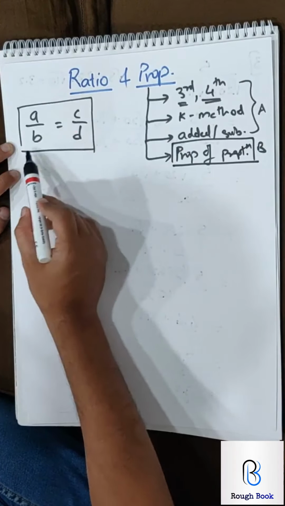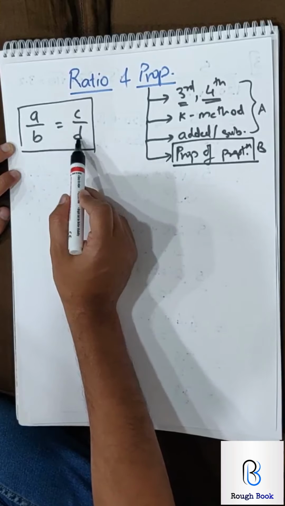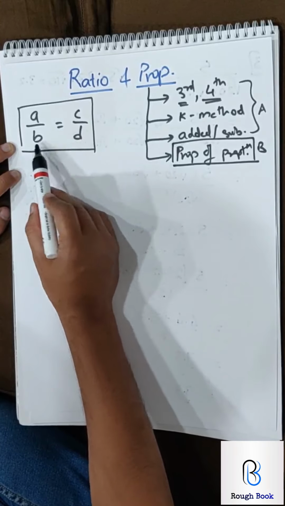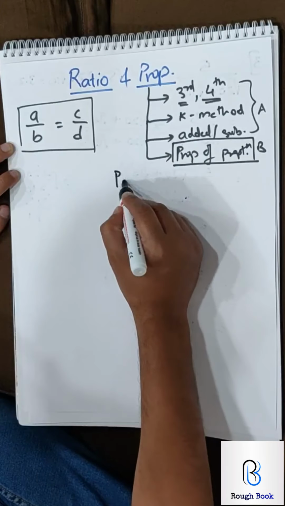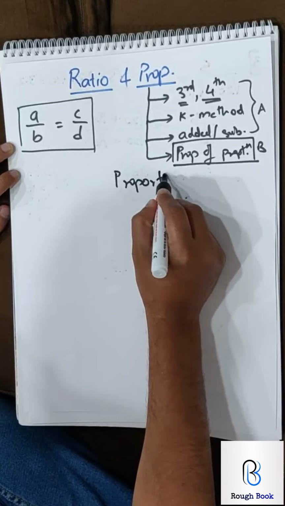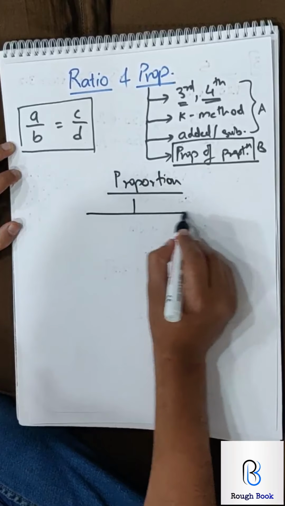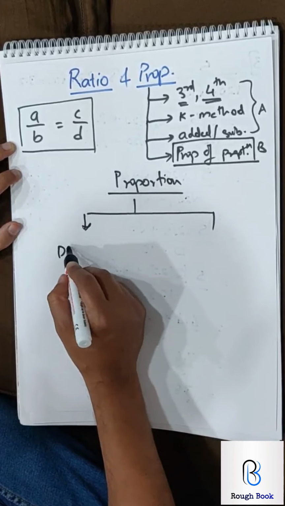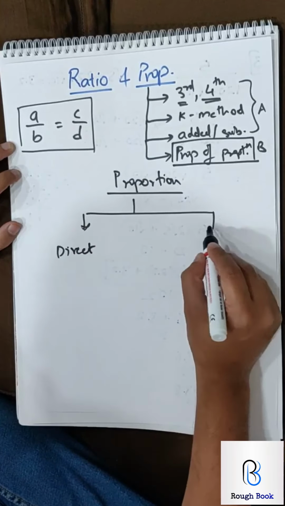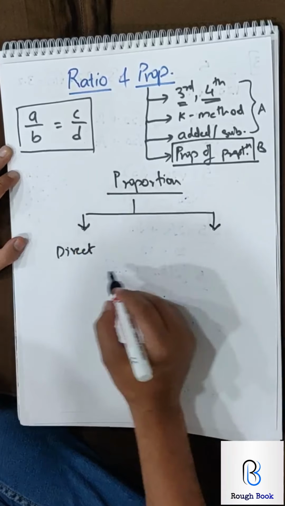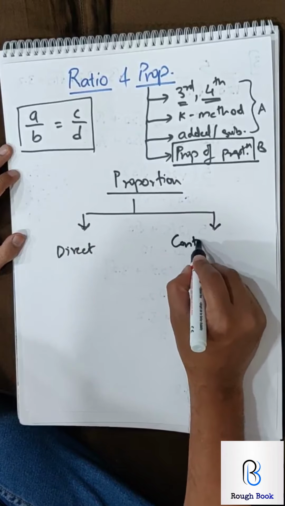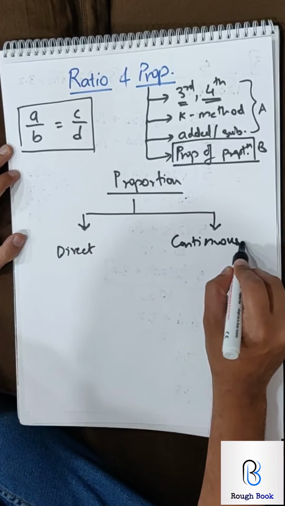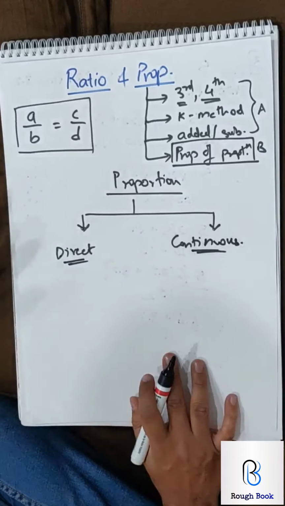So firstly, I said proportion is when two ratios are taken together with an equal to sign. That means both ratios are equal. It becomes a proportion. But there are two types of proportion. Type 1 is called as direct proportion. And type 2, obviously not as indirect proportion, they call it as direct proportion and continuous proportion. Now what is this direct and what is this continuous?